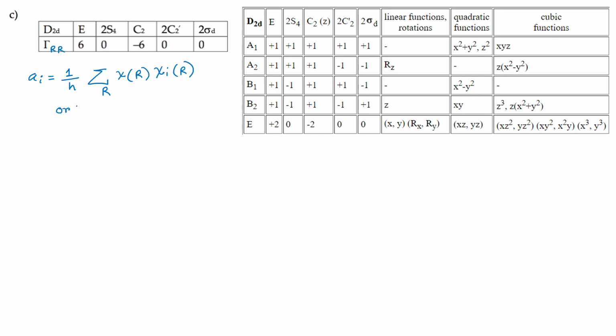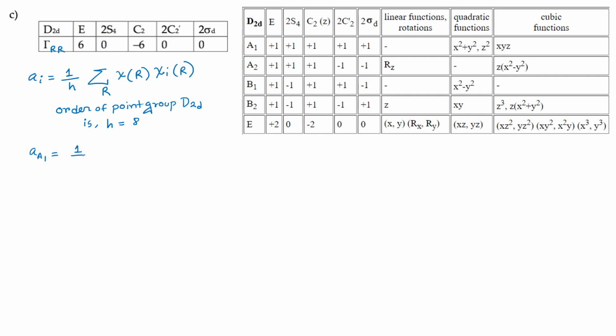Here the order of the point group is: E is 1, then 2S4, that is 3, 1C2, that is 4, 2C2', that is 6, 2 sigma d, that is 8. Total symmetry operations are 8.